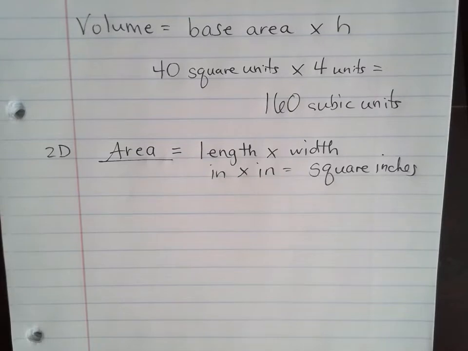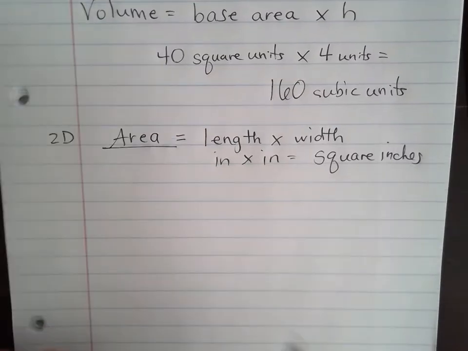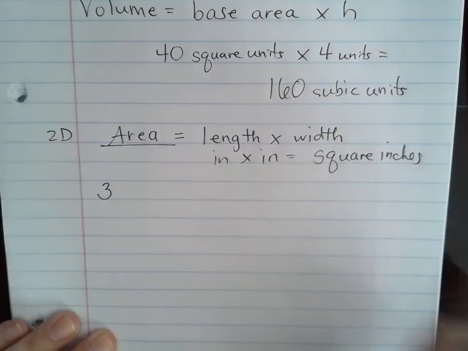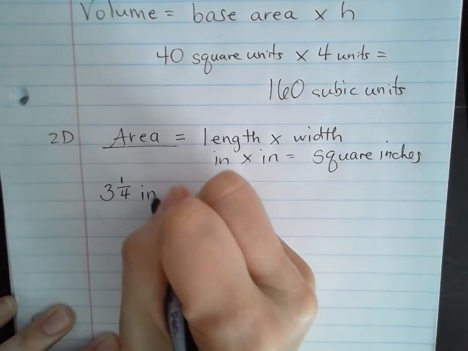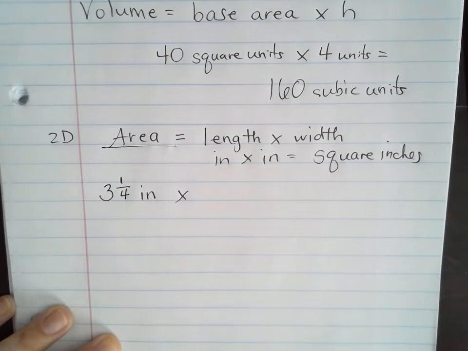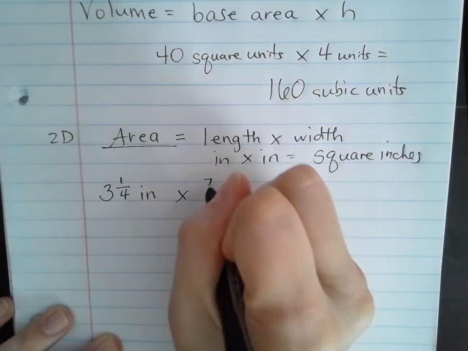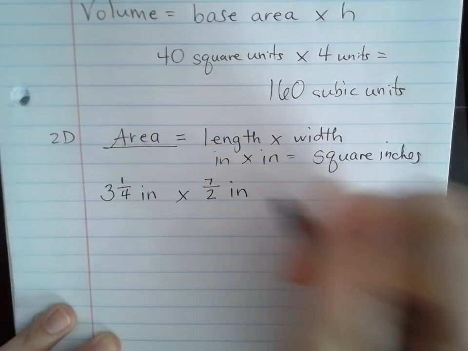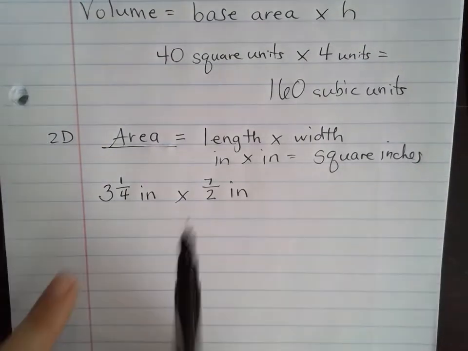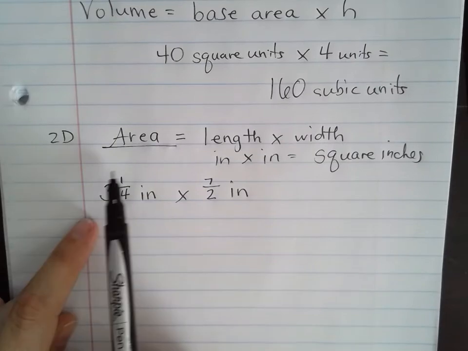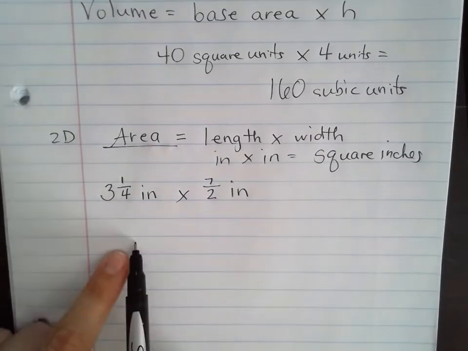So let's say we have a length of 3 1/4 inches by a width of, and let's just say they write it improper. Let's just say they have 7/2 inches, okay? And they can do that. They can really pick whatever they want for you. So in this case, we want to make sure this mixed number is written as an improper fraction so that we can do numerator times numerator, denominator times denominator.